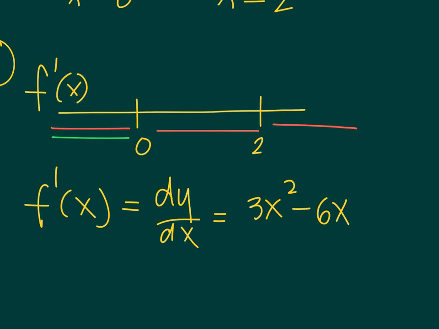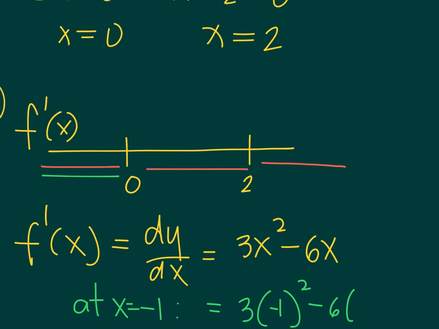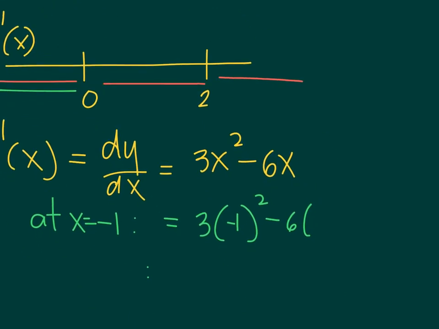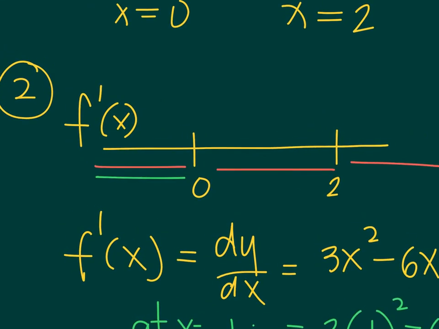Say, give me a number before 0. Negative 1. So at x equals negative 1, this is 3 times negative 1 squared minus 6 times negative 1. So this is equal to 3 plus 6 equals 9. And we just need to know if it's a positive or a negative number. So before 0, we know that this is positive.